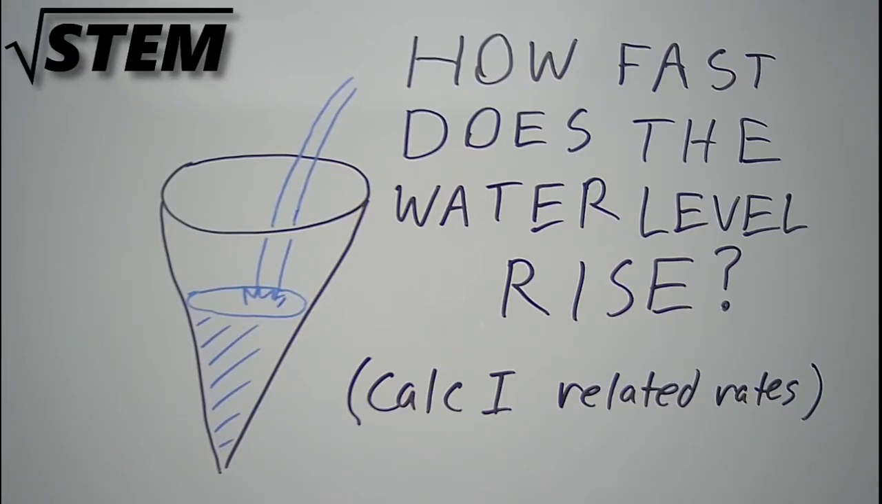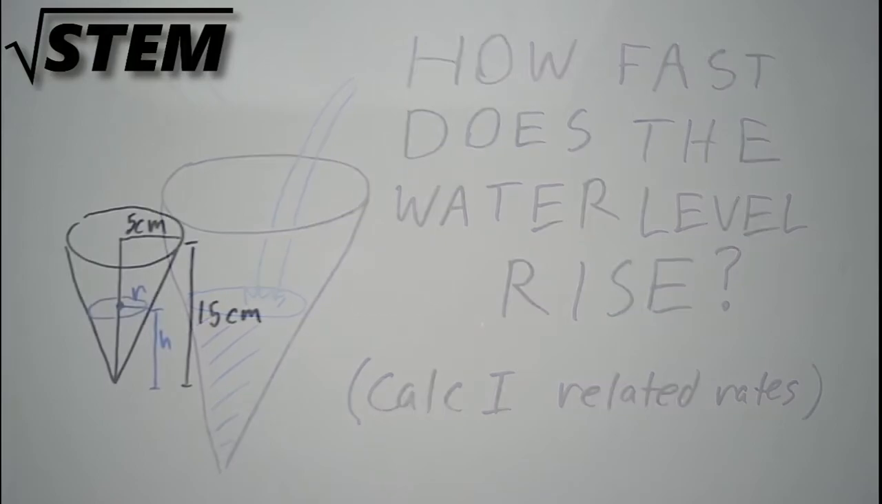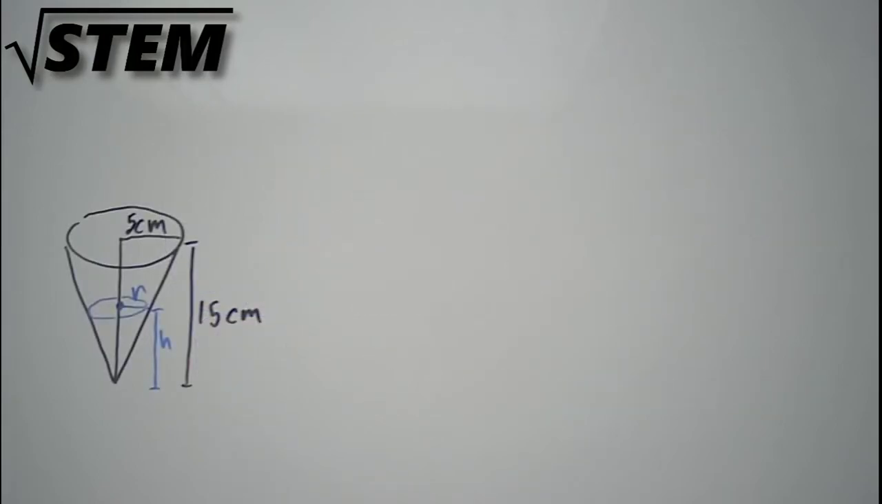Today we're going to find out how fast the water level rises as you pour water into a cone using related rates. Let's get started. Let's look at a cone that is 15 centimeters tall with a radius of 5 centimeters. We'll pour in 3 cubic centimeters of water every second.